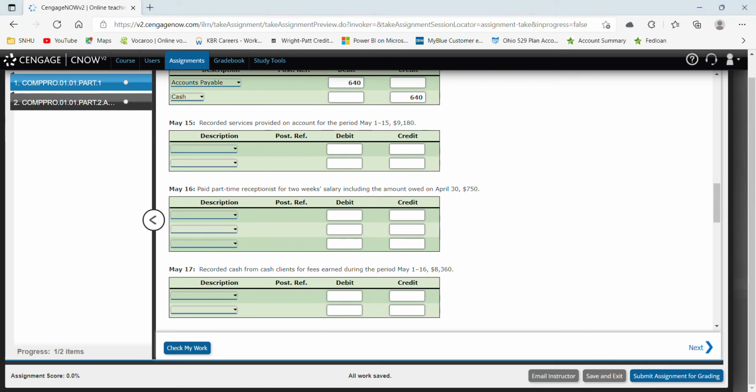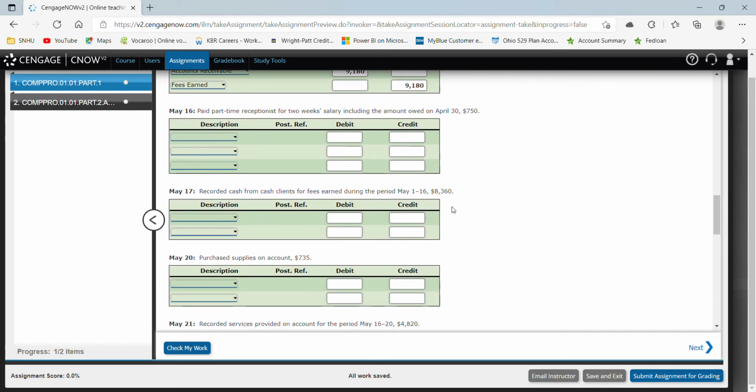And then May 15th, we recorded services provided on account for the period. Okay, so we provided some service on account. So we have accounts receivable. And this is one of those where there's not a cash transaction. We did some service and then somebody promised to pay us. And so we're going to record fees earned. Let's see if we got that right. Yep.